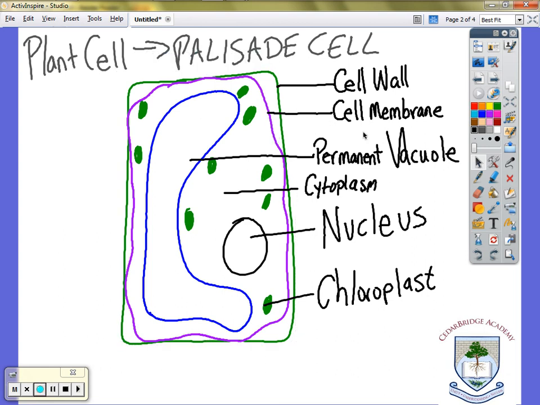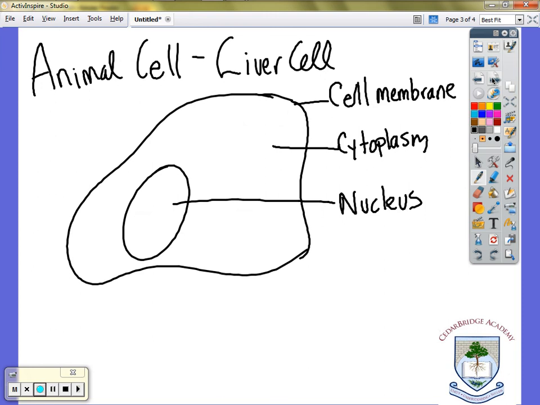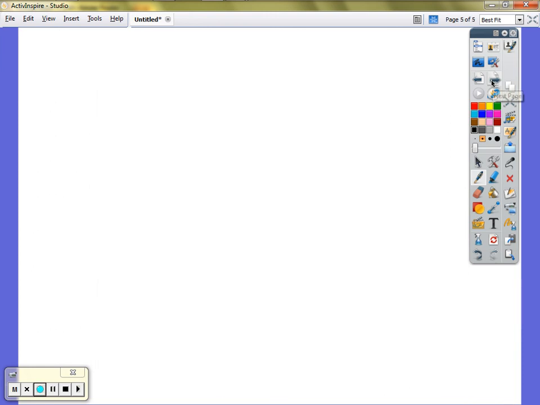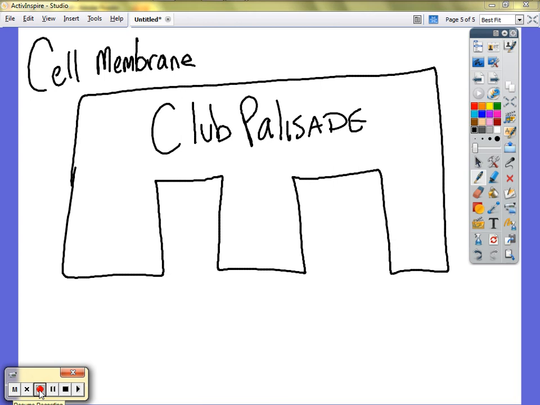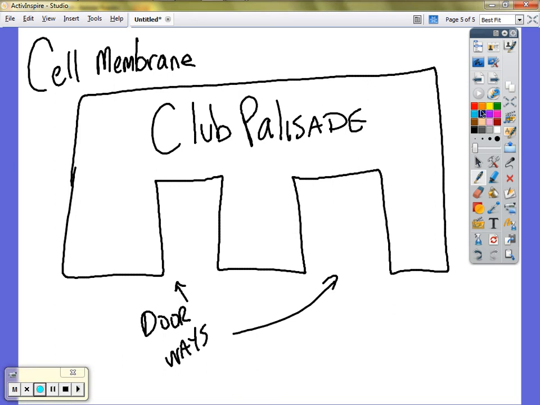Now, the cell membrane is like the bouncer at a club. So, Club Palisade has two doorways. These are doorways, they're completely open. Think Snorkel Park, alright? Doorways. Do I have to label it? So, without the bouncer, anything can get in or out.